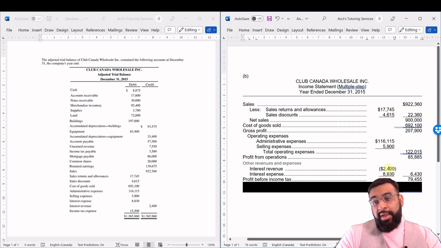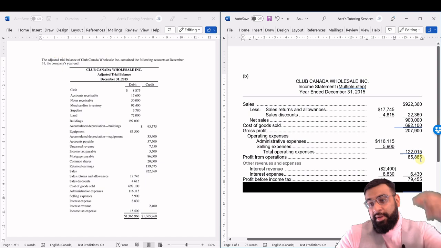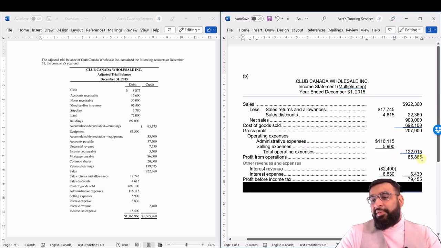So what they're saying in this case is, since expenses are higher than our revenues, just look at it that way. What's higher? Revenues increase our profits, interest expense decreases our profits. So we're going to do 2,400 minus 8,830 to get 6,430. Remember the underline. Since the expenses are higher than our revenues, our overall profit from operations is going to decrease now. So we're going to do 85,885 minus 6,430, which gives us profit before income tax of 79,455.